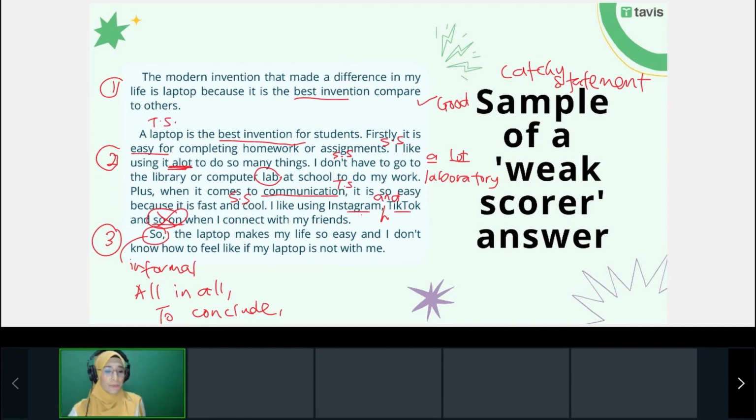All right, it's good. The laptop makes my life so easy. Yes, it's good enough. He or she is saying that it makes his or her life easy, and the feeling without it is good, but it's not excellent. Therefore, I am saying it's a weak score. Now, I will show you a top scorer essay next, in the next 5 minutes.